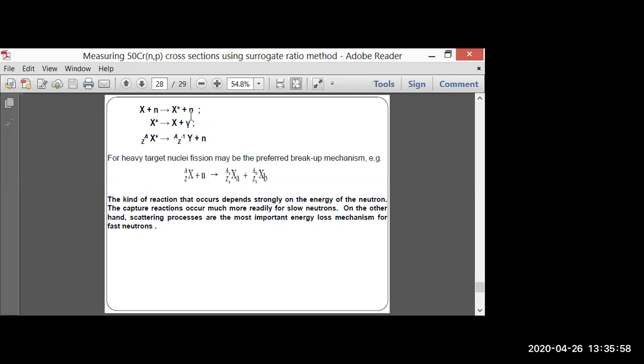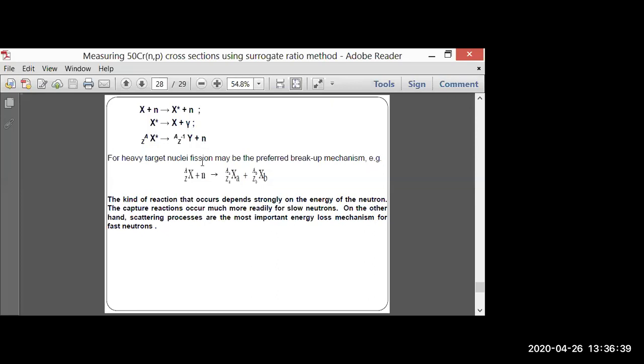But no system can always stay in an excited state, so this excited nucleus will de-excite by emitting a gamma or neutron. The condition for excitation is that your incident neutron should have enough energy to push your target up to a certain level. If you don't have that energy, your nucleus cannot reach that excited state. So that's the inelastic scattering example, and then the capture reaction example.